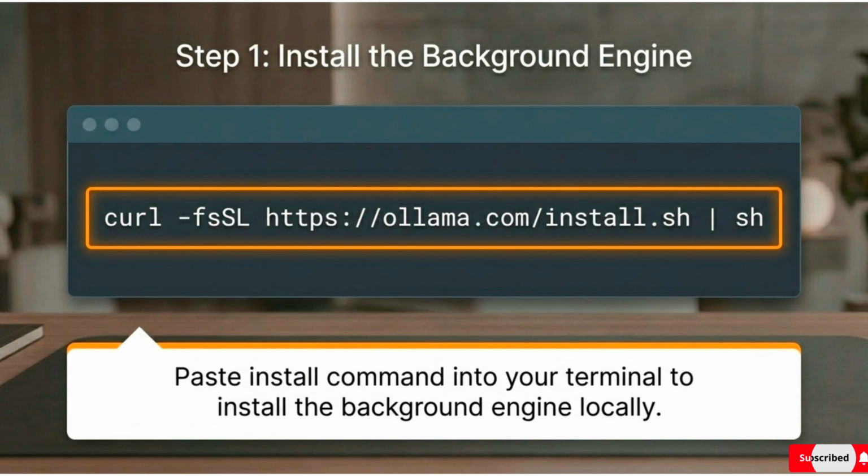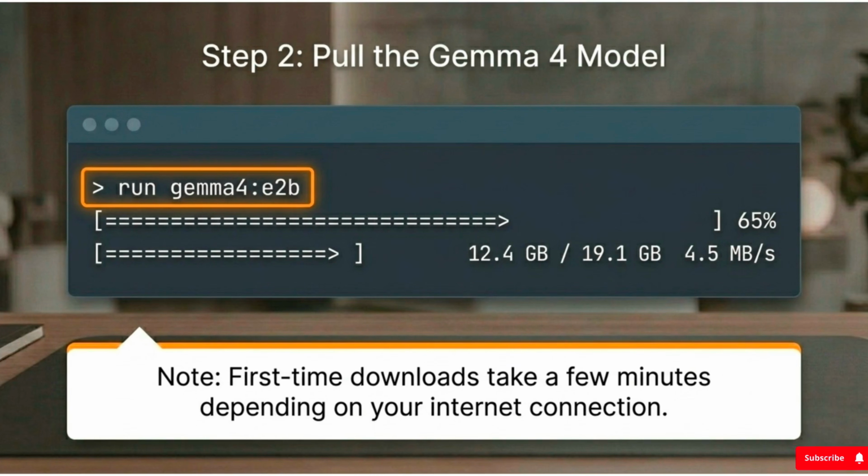Step 1 is to install the background engine. Paste this install command into your terminal to install the background engine locally. Step 2, pull the Gemma 4 model. Enter Run Gemma 4 2B into the terminal. Note that first-time downloads may take a few minutes, depending on your internet connection.